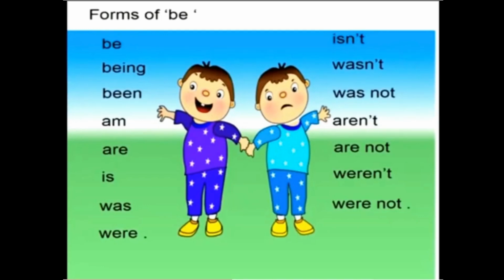Now let's look at the forms of be. Be, being, been. Am, is, are, was, were. And the negative: isn't, aren't, wasn't, weren't. For example, she is answering her cell phone, or she isn't answering her cell phone. Isn't or is the auxiliary verb. Answering is the main verb. In question, is she answering her cell phone? In short answer, yes she is or no she isn't.